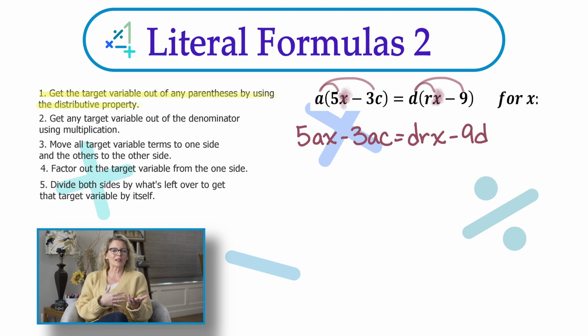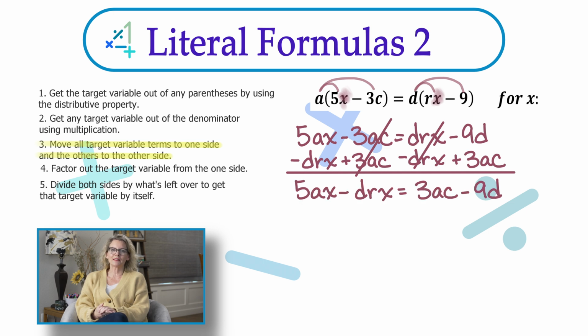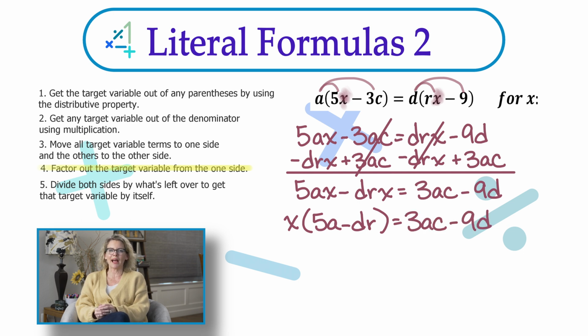Skip step 2 since there's no denominators, and on to step 3. We get any terms with x's on one side and then the other terms on the other side. Subtract drx and add 3ac to both sides. For 5ax minus drx equals 3ac minus 9d. Cool. We can now factor out the x. x parentheses 5a minus dr equals 3ac minus 9d.